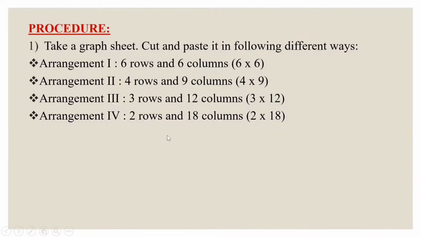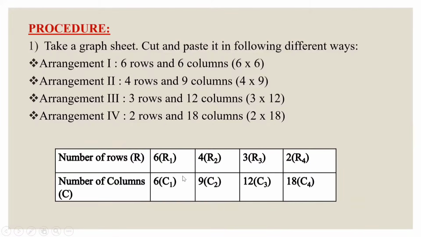I could have also taken it as 1 row and 36 columns. But again, I will not be able to show it in the graph sheet. So I have restricted myself to these 4 different ways, wherein I have 6 rows, 6 columns, 4 rows, 9 columns, 3 rows, 12 columns, and 2 rows, 18 columns. Now let me tabulate and show you what I want to observe.